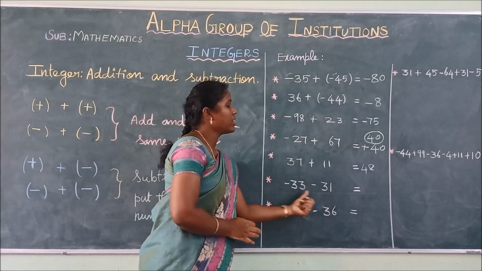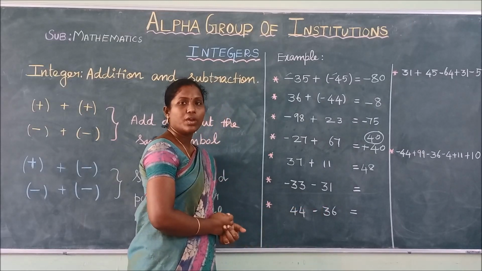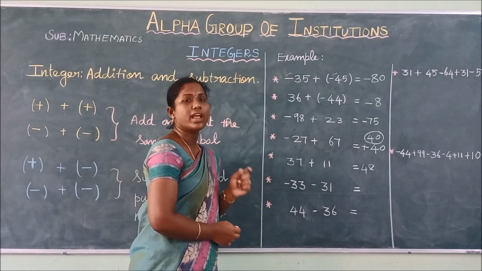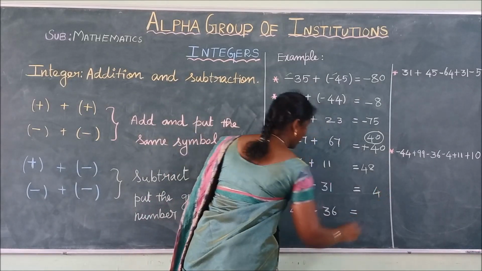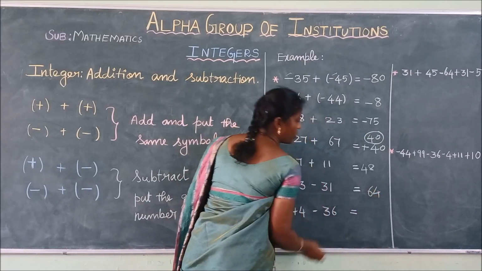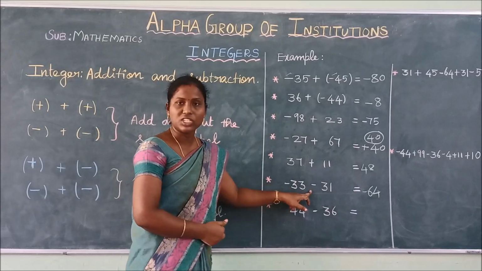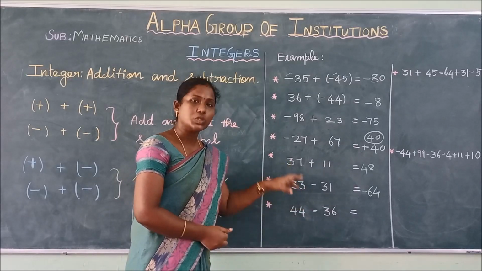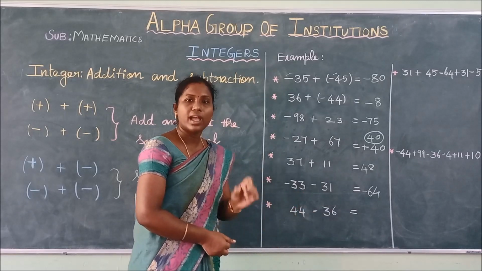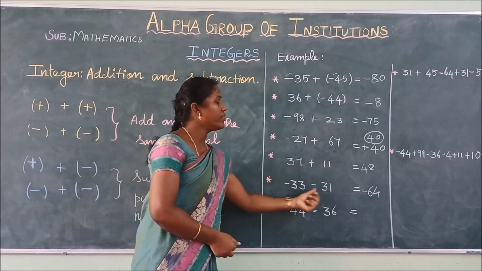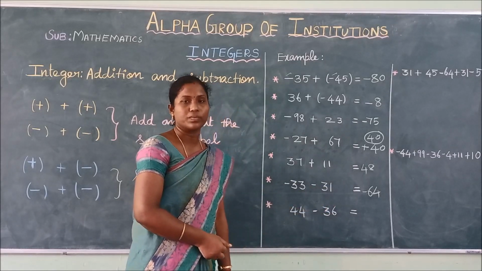Here, minus 33 minus 31. Same symbol, and we are subtracting. What do we have to do? Same symbol means we have to add and put the same sign. If I add this, it is 64, with the same sign, minus 64. Here we have a subtraction symbol, but according to the rule, if the two numbers have the same sign, while subtracting we have to add and put the same sign. So we add here and put the same sign, that is minus 64.